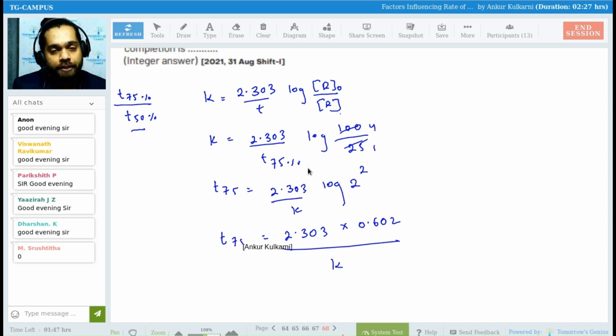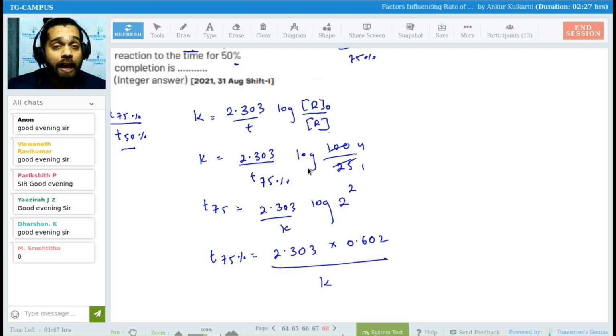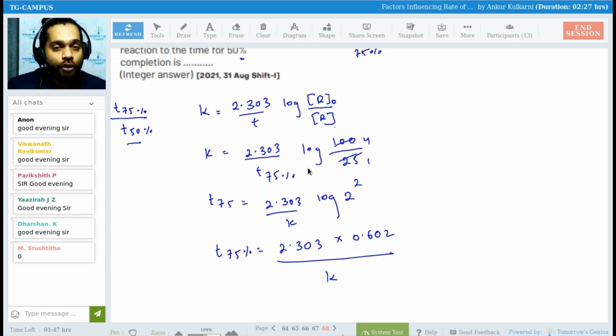Over K for T 75%. Come on everyone, now find out the T 50%. Take the ratio and tell me the answer as an integer, what you will write in the exam. I have solved the more difficult one. The value of log 2 is 0.301 for your reference if you do not know.